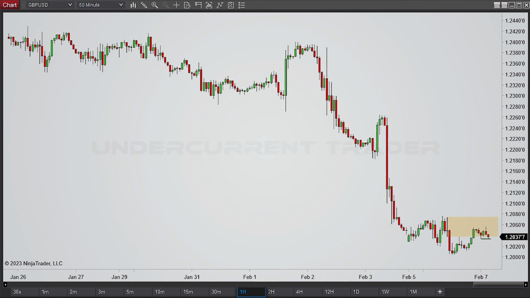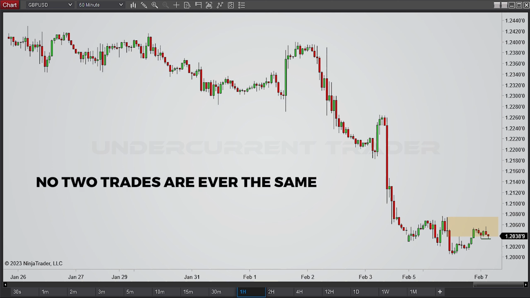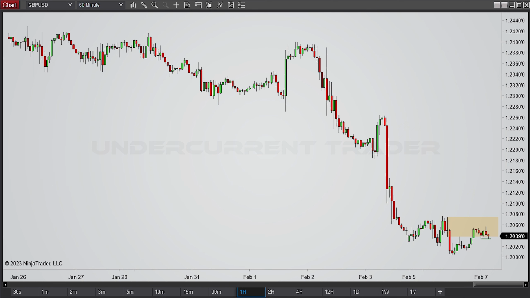Today we are going to take a quick dive into another Forex British Pound USD short trade. So let's get the ball rolling. Now, as day traders, we know that no two trades are ever the same. In fact, every trade is a new way to win or lose. That's why it's important to stay on your toes and know how each type of trade works.